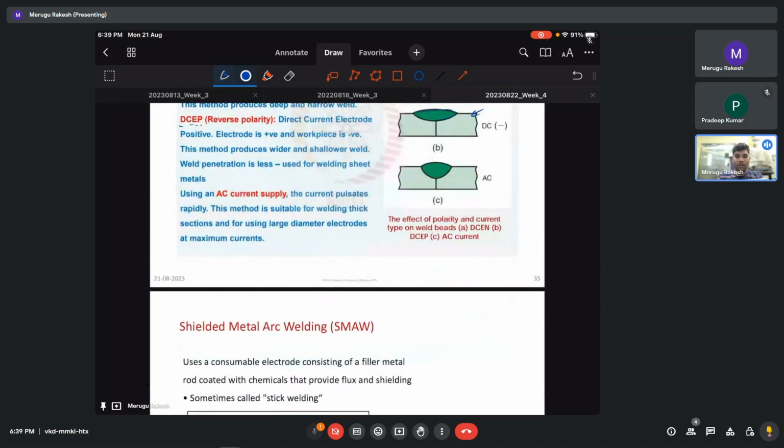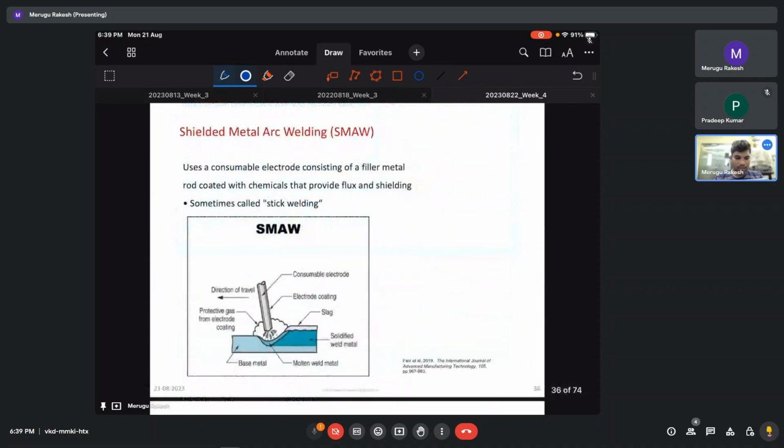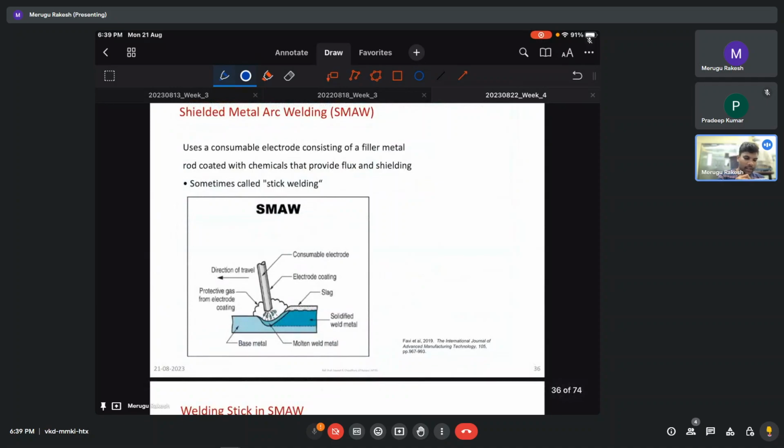We'll see where we are going to use this AC current as well. So let us discuss the second one, that is shielded metal arc welding, famously and typically used everywhere. In this, the shielding of the weld pool is going to happen using the flux that you are going to use. So the electrodes are made with a coating on the surface.